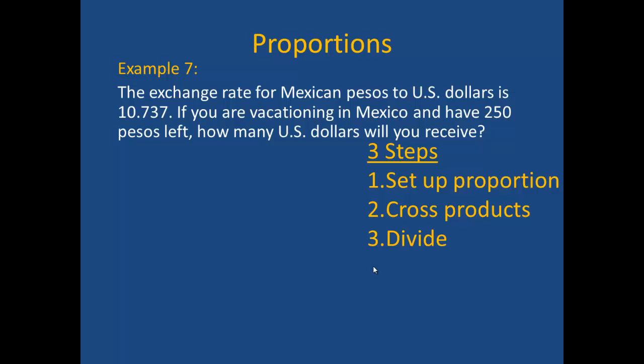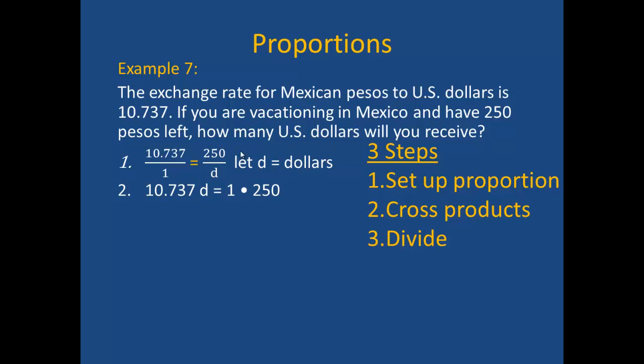In order to answer this question, we are first going to set up a proportion. Our proportion is set up as pesos to dollars. So we have 10.737 pesos to $1. That's why we have 1 in the denominator. This would equal 250 pesos to D, letting D represent the dollars we would receive back. That's our unknown in this example.